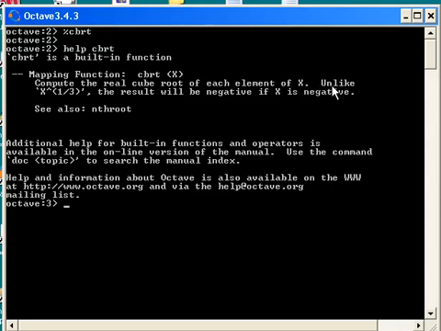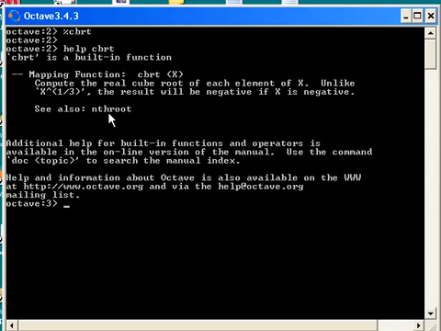Just as a quick remark, it also specifies that if you take a different approach to solving the cube roots using the power function, power of 1/3, the results will be negative if x is negative. It's always handy to know these differences between different approaches.